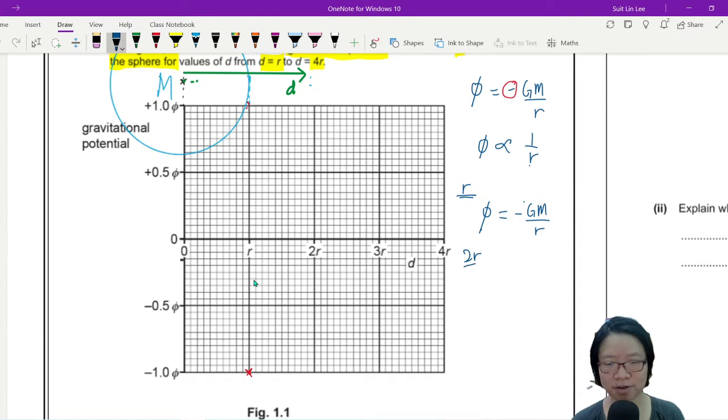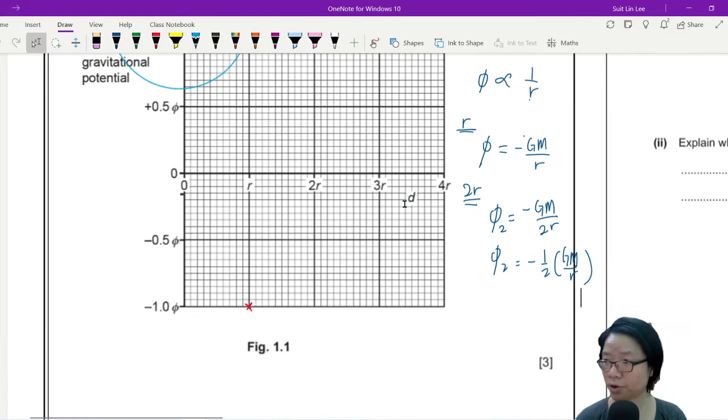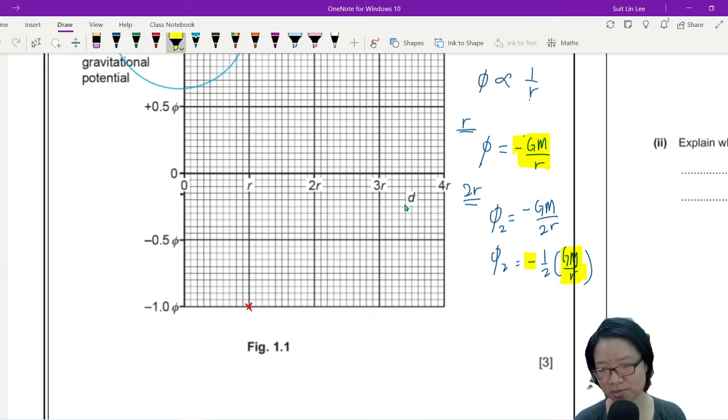Okay, now let's try 2R. At 2R, your potential is negative. So let's say this is potential 2R: negative GM over 2R. So you will notice that this negative 1 over 2 is GM over R. Correct? And this negative GM over R is this negative GM over R. So from here, you can find that the potential at 2R is actually equal to potential over 2. Of course, negative.